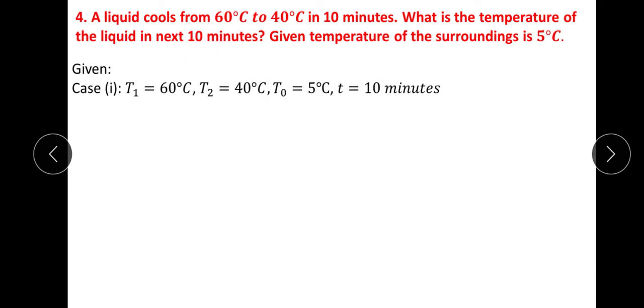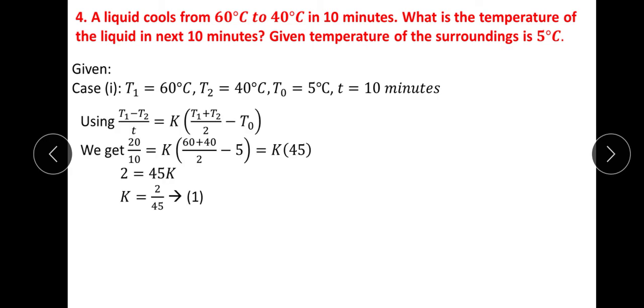See, in the first case, let us write the initial temperature. The liquid is cooling from 60 to 40. So the initial temperature is 60 degrees Celsius, the final temperature is 40 degrees Celsius, and the surroundings temperature is constant, equal to 5 degrees Celsius, and the time taken for cooling from here to here is 10 minutes.